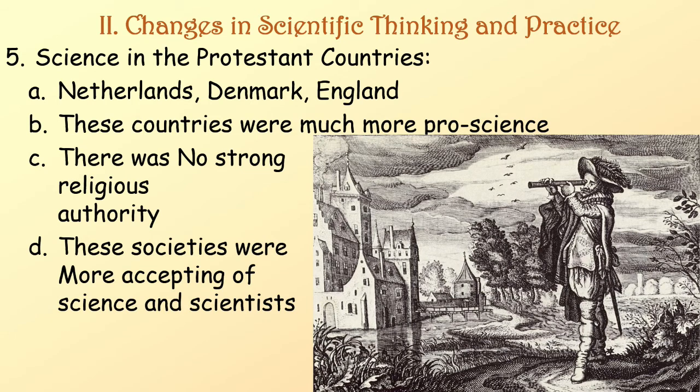Science in the Protestant countries like the Netherlands and Denmark and England, these countries were much more pro-science. There was no strong religious authority, and these societies were more accepting of science and scientists.